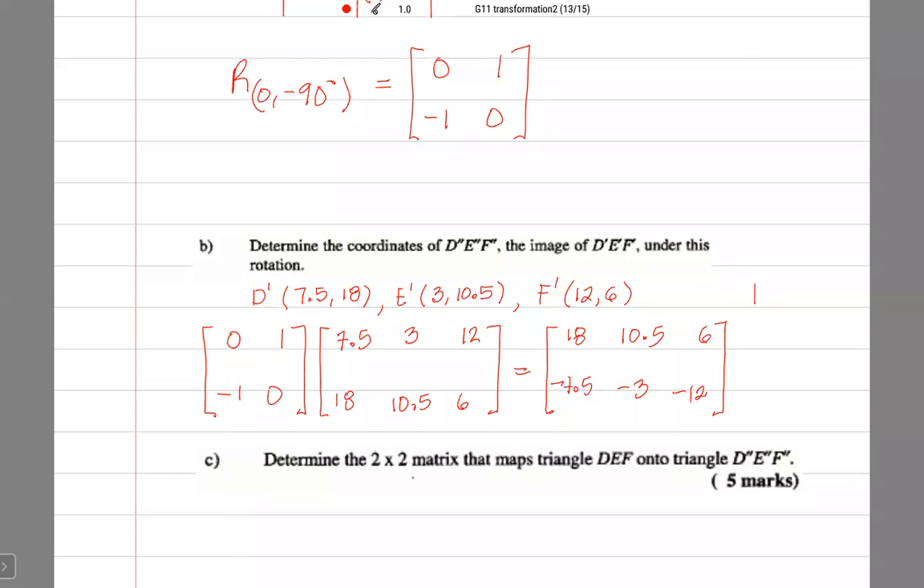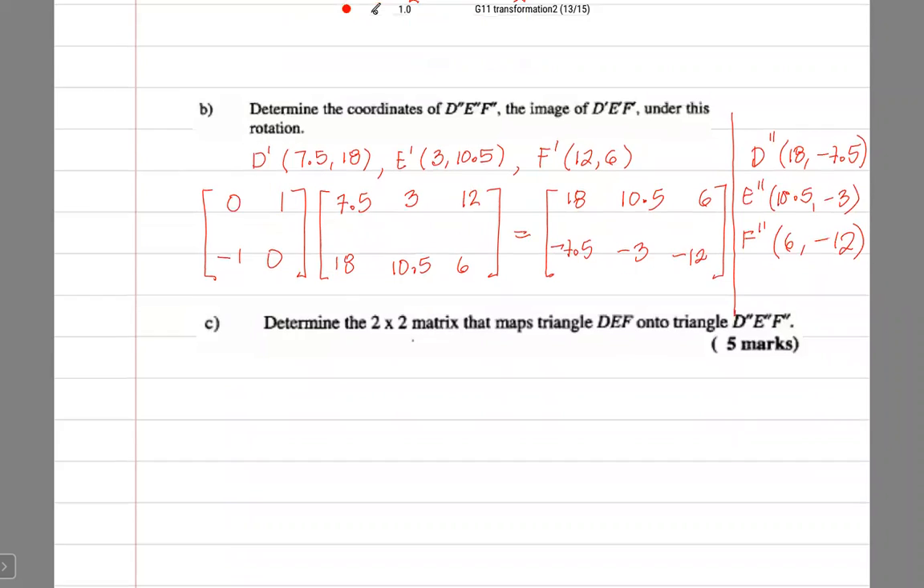So D double prime would be (18, -7.5), E double prime would be (10.5, -3), and F double prime would be (6, -12). All right.